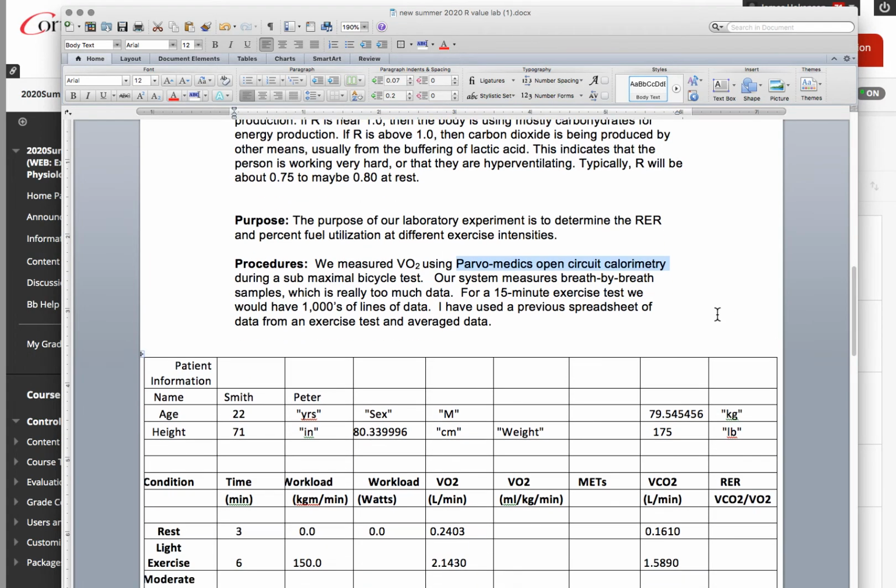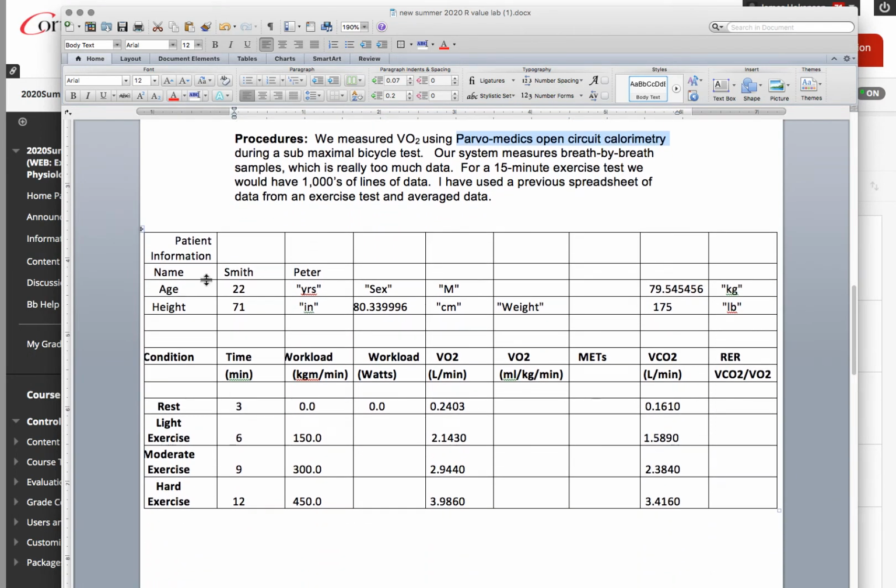So here's the spreadsheet of data. Here's the patient information. You may need to know his body weight to do some of the calculations. He was 79.5 kilograms. And here are the conditions over on the left-hand side of this spreadsheet. We had a resting condition, light, moderate, and hard exercise. So really 3 different exercise intensities, and we had 3-minute stages. So he rested for 3, and this was on a bike. So he biked easy for 3, moderate, and then hard exercise for 3 minutes.